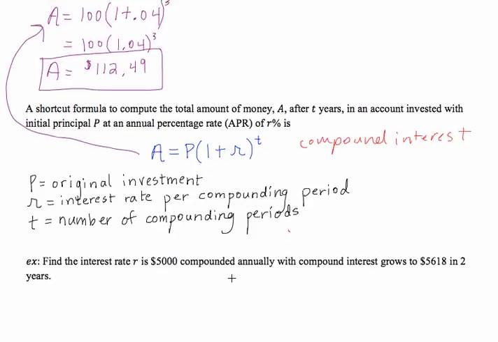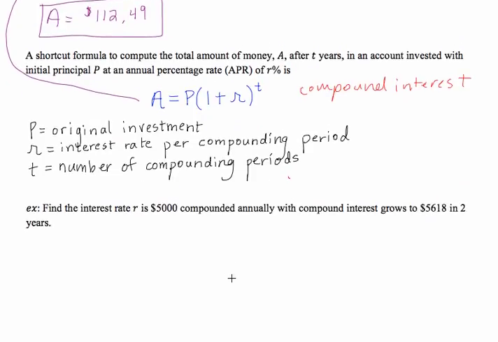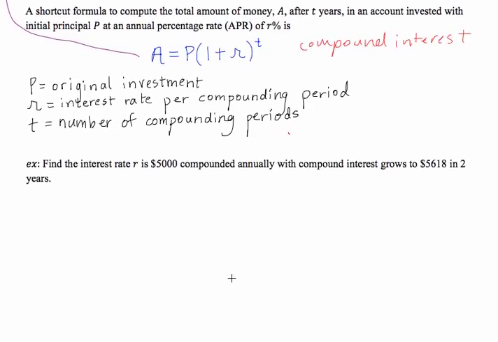Okay, let's do another example so you can see for sure if you're getting it or not. Try this one on your own first. Find the interest rate R. That should say "if," a little typo there. If $5,000 compounded annually with compound interest grows to $5,618 in 2 years. This is a different question. It says find the interest rate R.